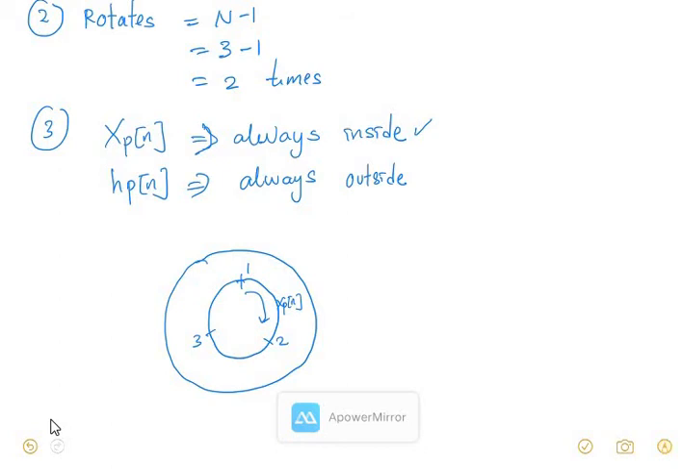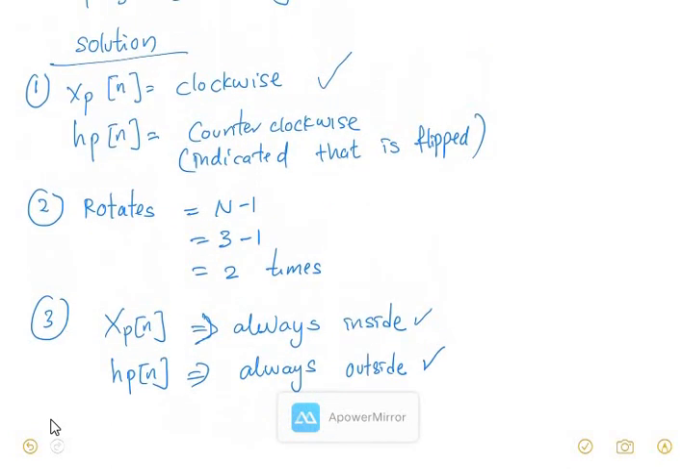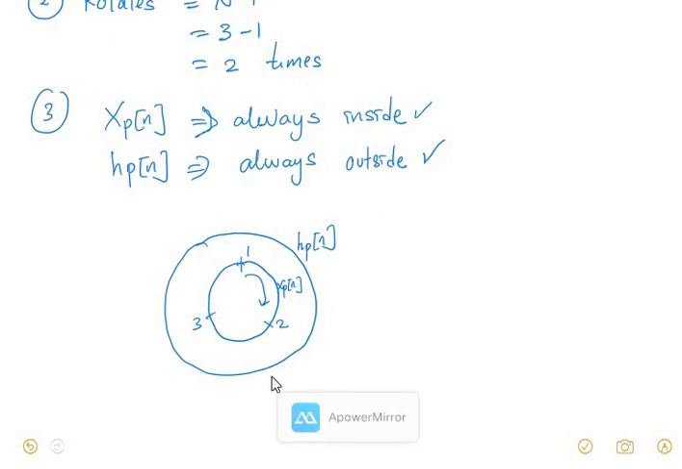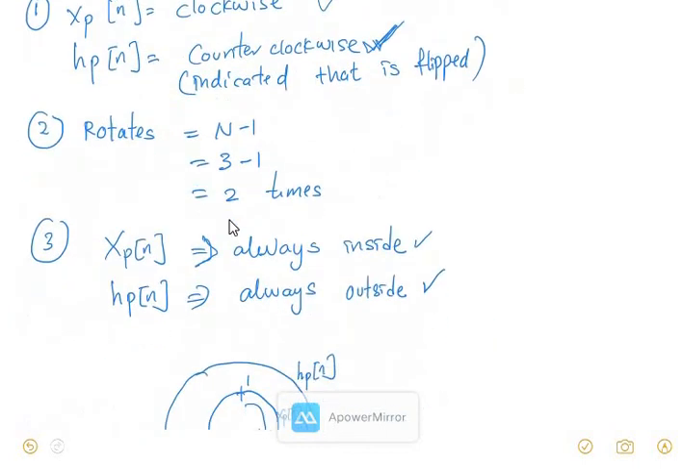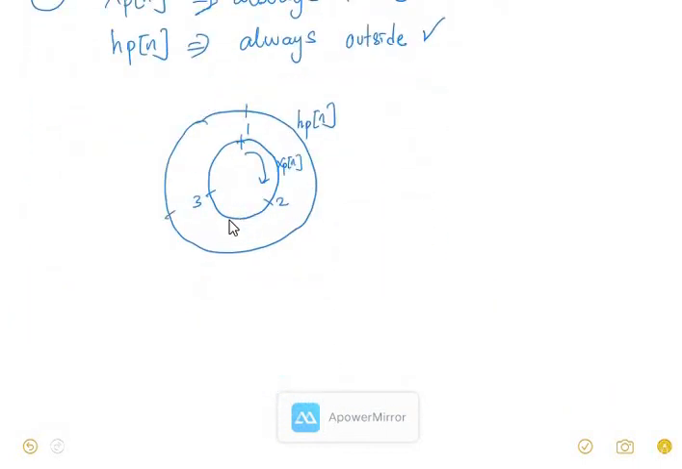Now, how to put the hp(n)? hp(n) is always outside, and it is counterclockwise. That is why hp(n) is always outside and its values are counterclockwise. What is the value? 1, 0, 2. I have the values 1, 0, 2.